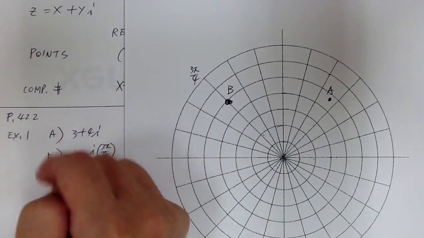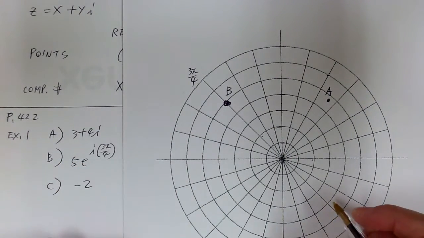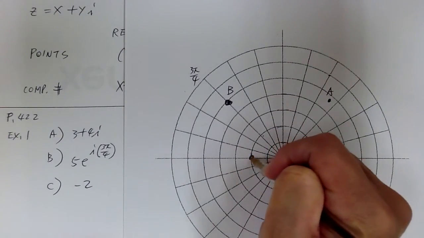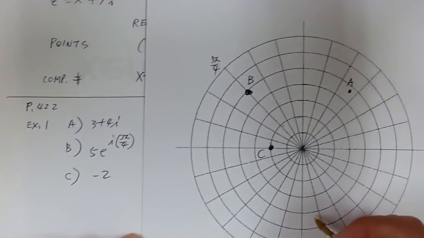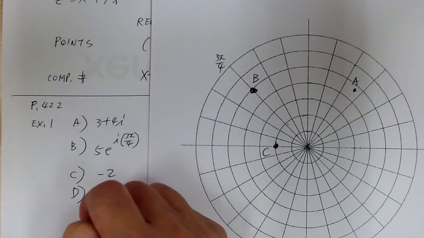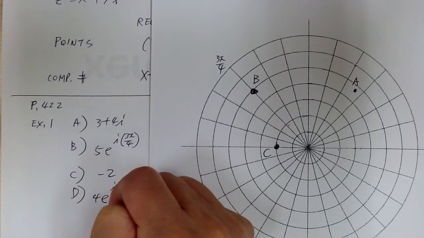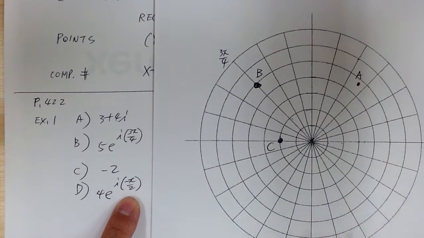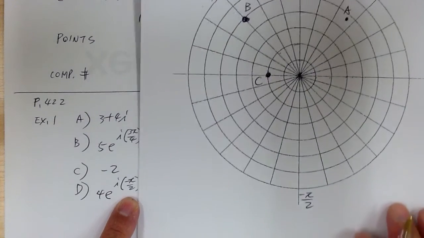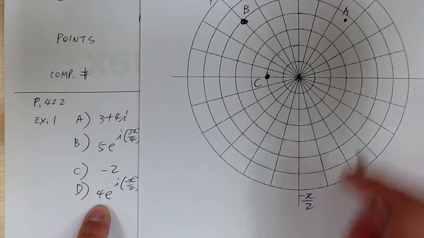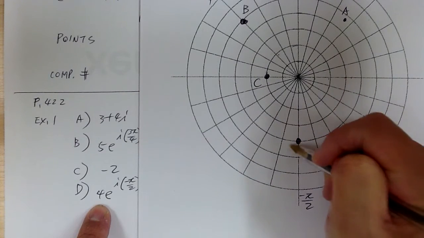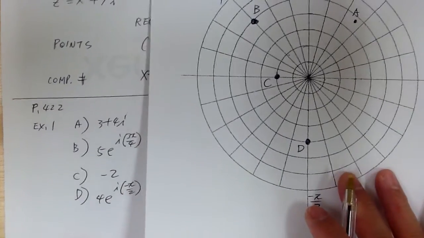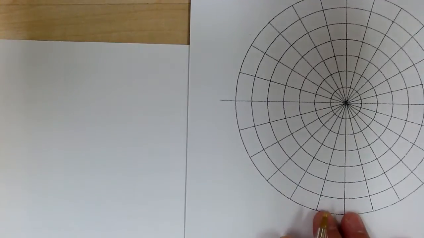Point C is negative 2. So this is like a negative 2, 0. So you just go negative 2, so 1, 2. And that's it. This is point C. And for point D, you get 4e to the i negative pi over 2. Over here, the angle is negative pi over 2, so you come this way. The angle is negative pi over 2 and the radius is 4, so 1, 2, 3, 4. And so this point would be right over here. Again, complex numbers are not difficult once you're able to relate them.